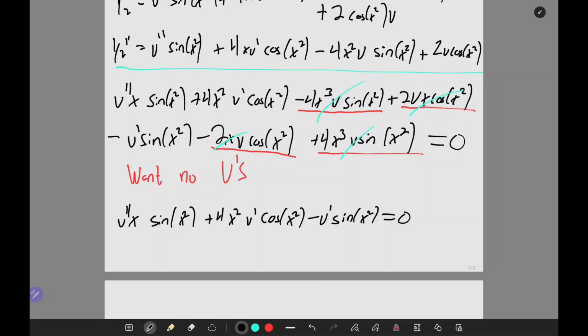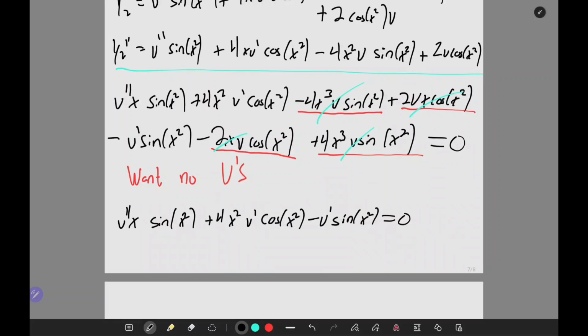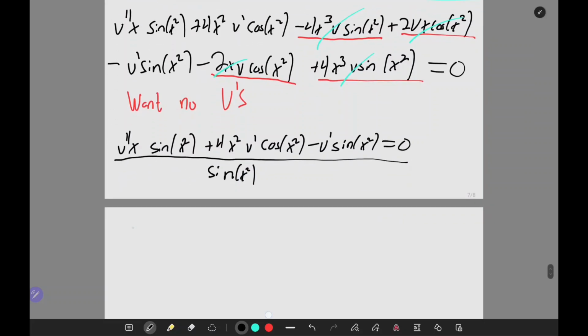Now we're going to do some trig substitution, some trig simplification here. I'm going to divide everything by sine of x squared, right? So we have two sine of x squares here. I'm going to divide everything by sine of x squared. So then this would become v double prime x plus 4x squared v prime.